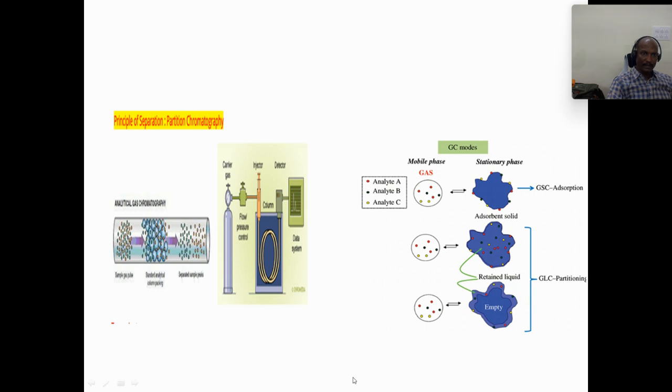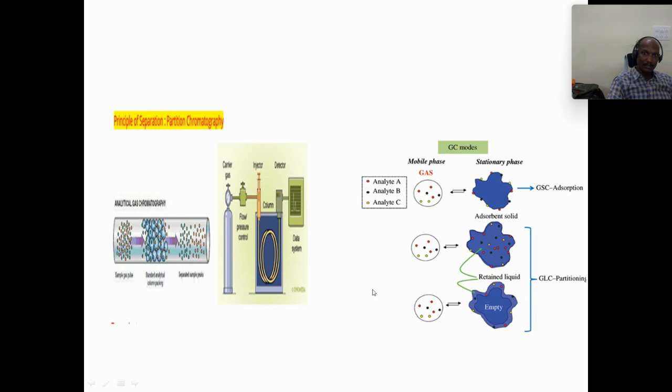Just observe how this is achieved in this particular technique. This is a block diagram of the gas chromatography technique. It has the carrier gas, and here the pressure can be controlled. There is an injector and a column. There is a detector, and it has a data system. Here, just observe how the separation can be achieved.